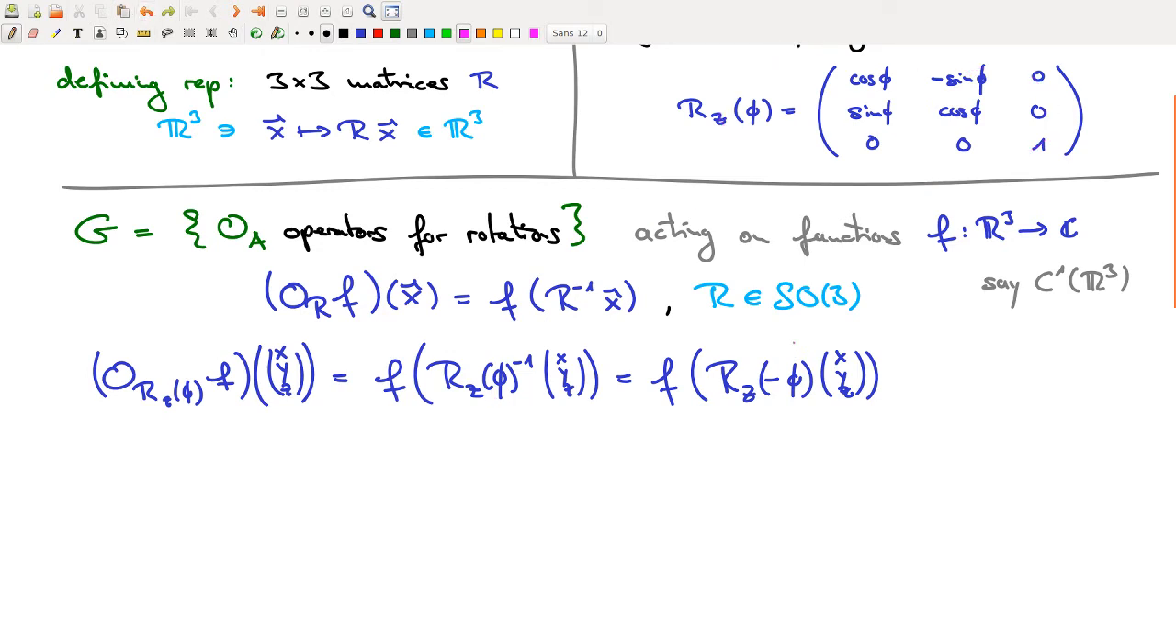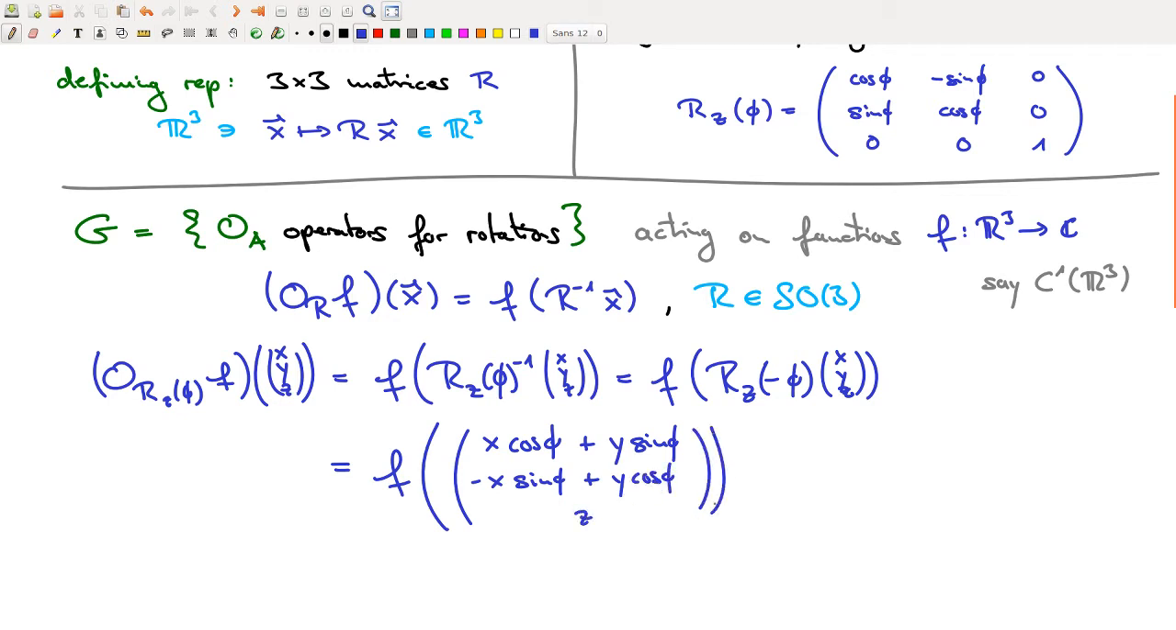Now we can read off the result by looking at this matrix up here. If we send phi to minus phi, what happens? The cosines are invariant, and these sine terms here, they change the sign. So we get f of, what will that be? X times cosine phi plus y times sine phi, and then we have minus x sine phi plus y cosine phi and z.